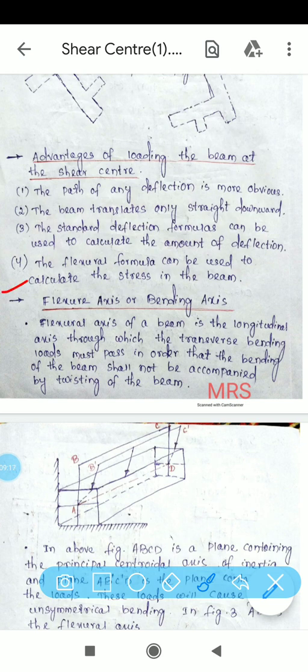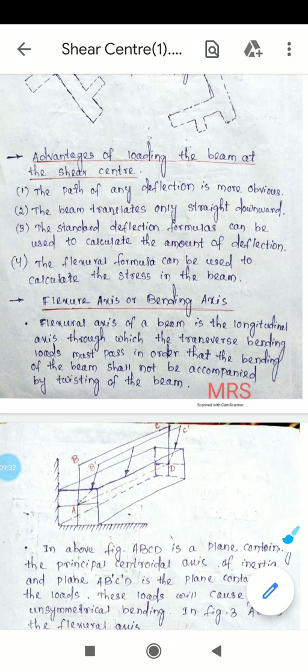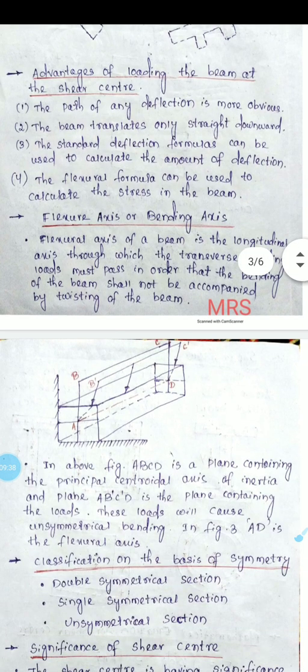The fourth advantage is the flexural formula can be used to calculate the stress of the beam. Flexural formula or bending formula, that is M by I is equal to sigma by Y is equal to E by R. These are the advantages. Loading of the beam at the shear center.